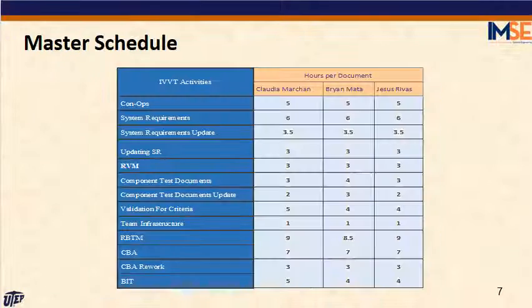Our master schedule. This shows the amount of time each member spent on the various sections involved in the IVVT activities process. As you can see, we have put a lot of time into our system documents, primarily with our requirements backward traceability matrix, as well as our cost-benefit analysis, from which, based on our feedback, required extensive corrections due to misinterpretation of what the document actually is.